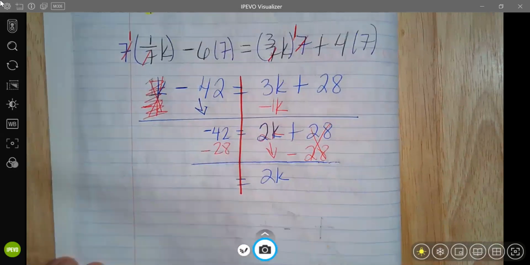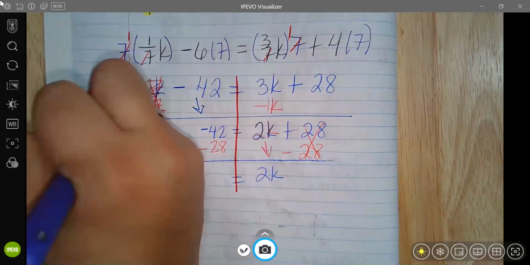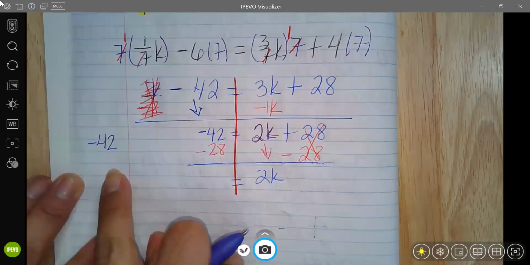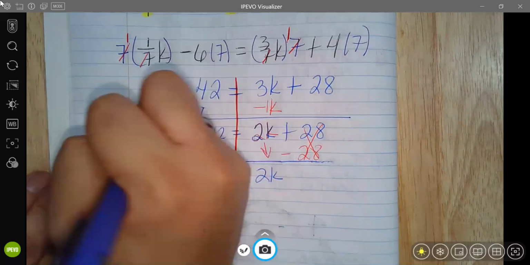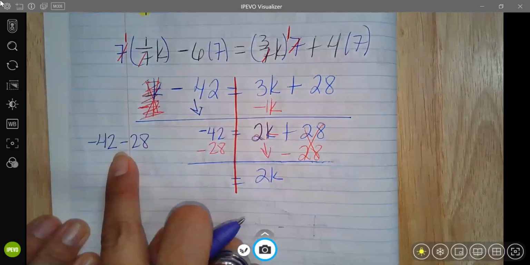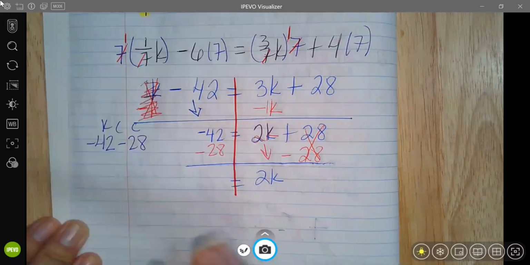So hopefully you remember subtracting rational numbers. Minus 42 minus 28. Remember, when you are subtracting rational numbers, please use keep, change.